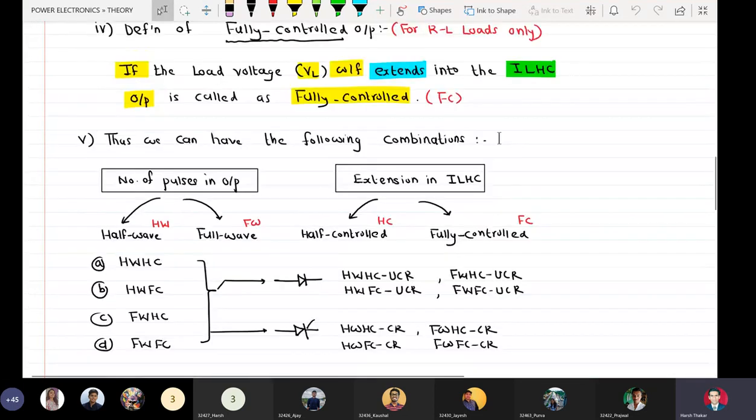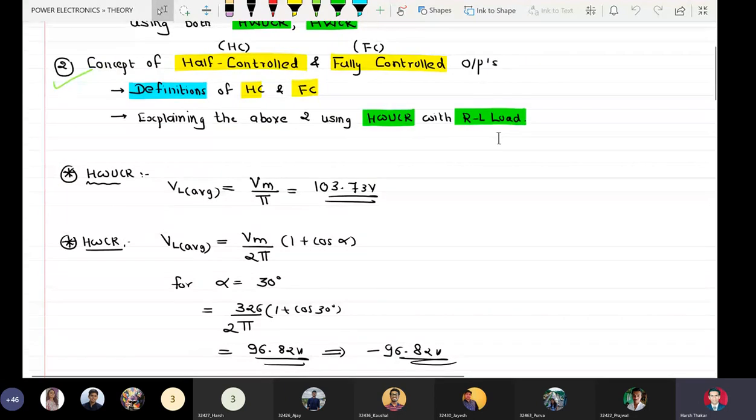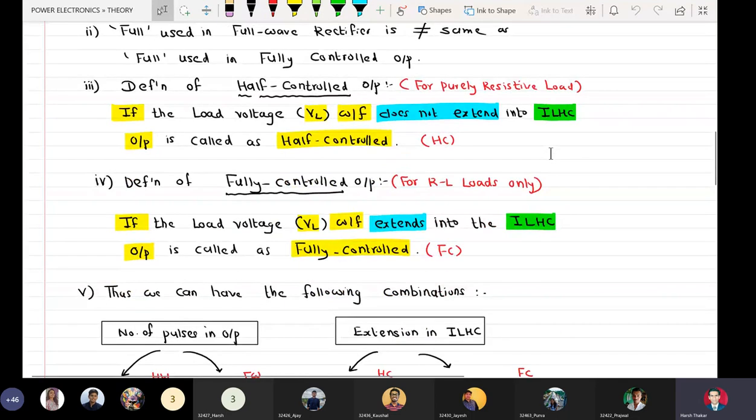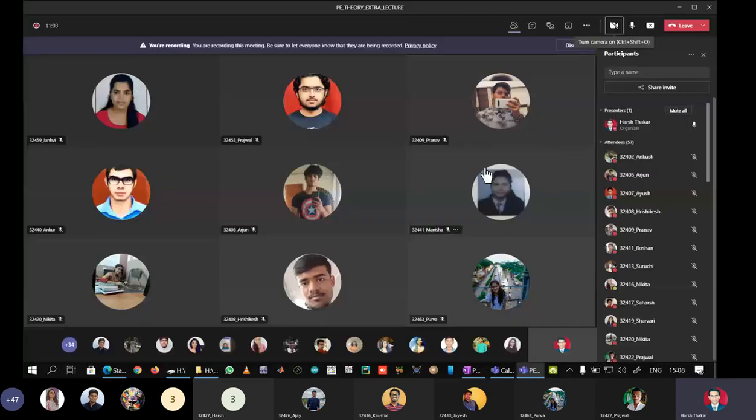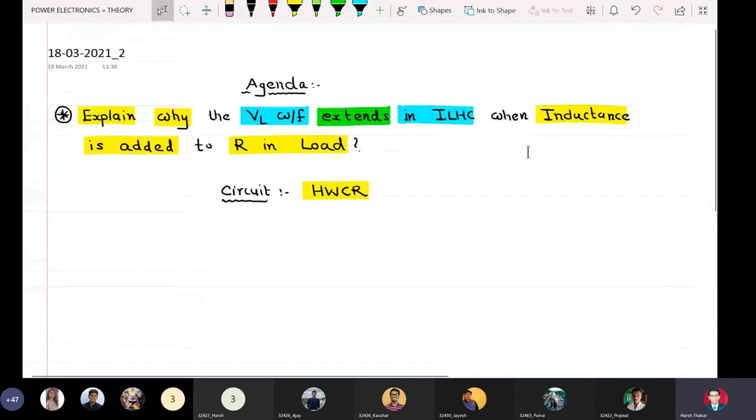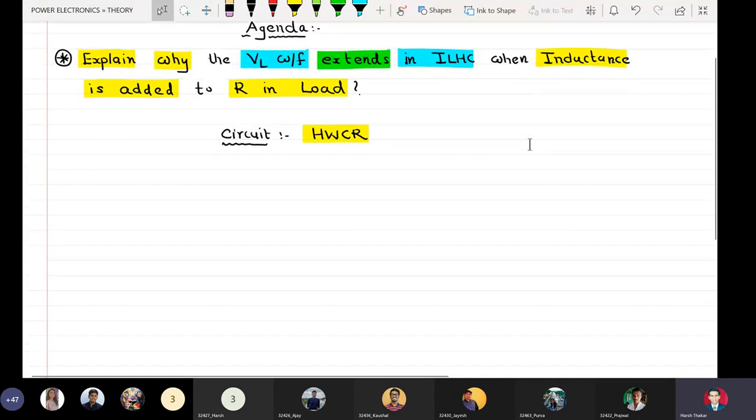Fine. So we told that we have to start discussing why a circuit transforms from half controlled output to fully controlled output when we add an inductance to the load. We had made a point here that half control output is possible with a purely resistive load, and fully controlled output is possible for RL load only. So we have to now discuss and justify why the VL waveform extends in the illegal half cycle when inductance is added to R in the load.